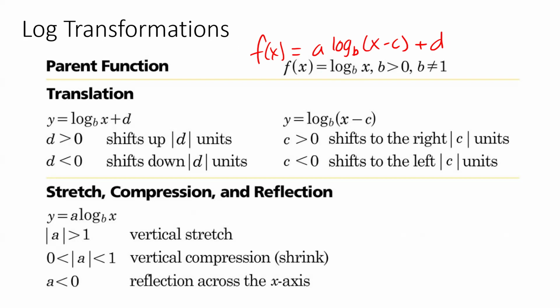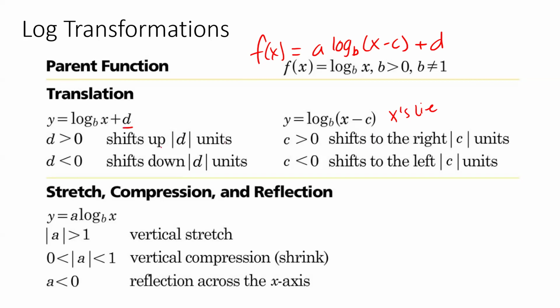Your A, your B, your C, and your D are doing the same things that they've done for all the other functions. Our D is going to make us go up and down, right? Our C, what do we got to remember about our C? X's are liars. X's lie. Okay? It looks like it's going to go to the left, but it's actually going to the right. It's always the opposite of what it's doing.